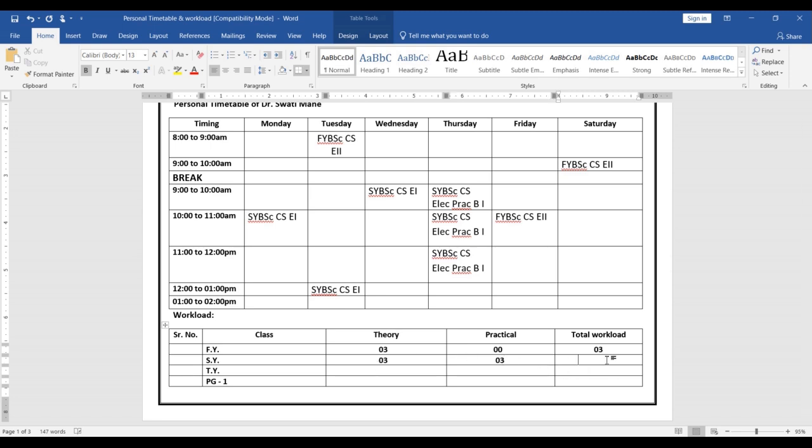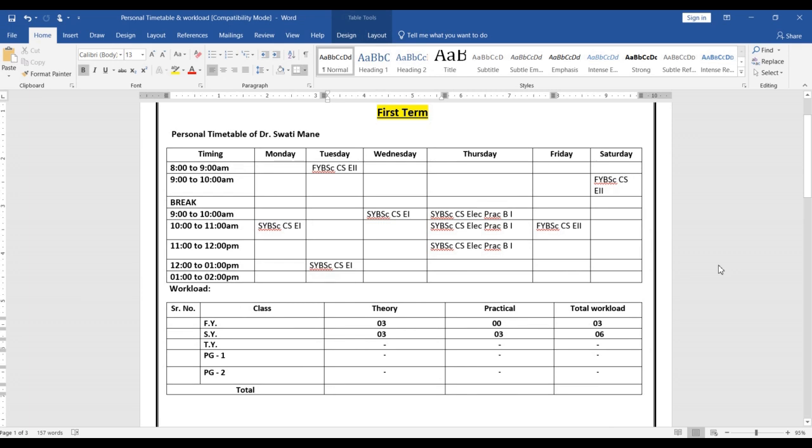So if I calculate SY workload, it will be 3 plus 3 is equal to 6. So for FY I have 3 workload and for SY I have 6 workload. Now for TY, suppose I don't have workload, then I have to mention dash. Again for PG classes I don't have workload, so I have to mention a dash.